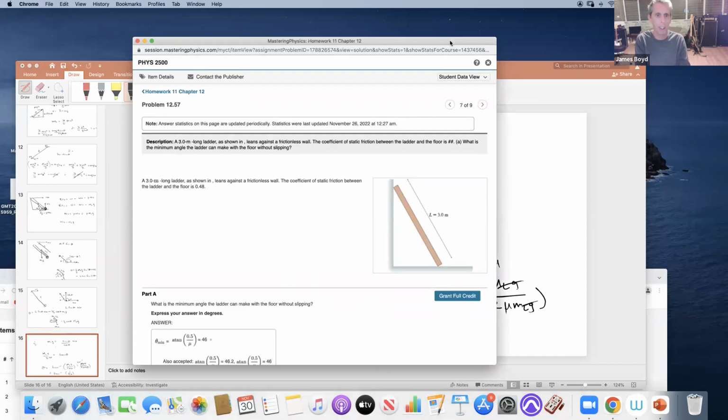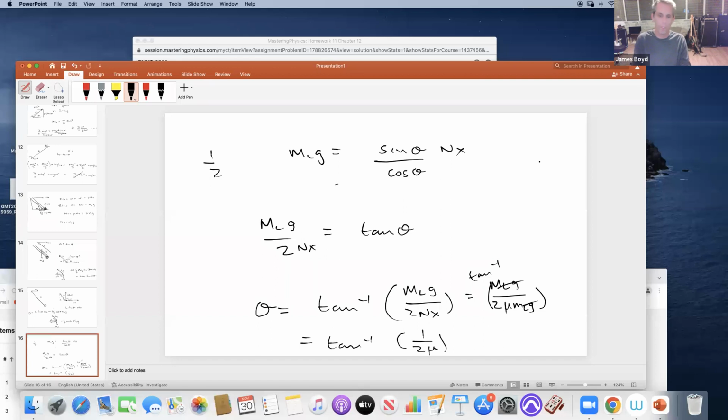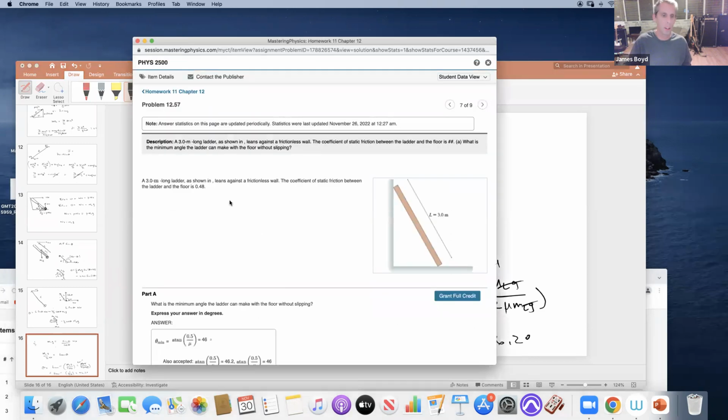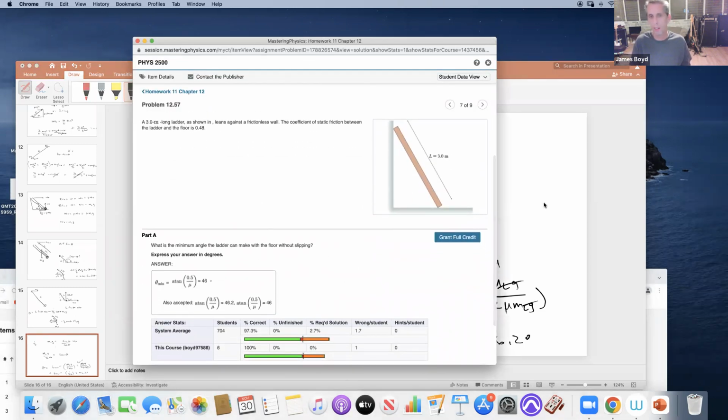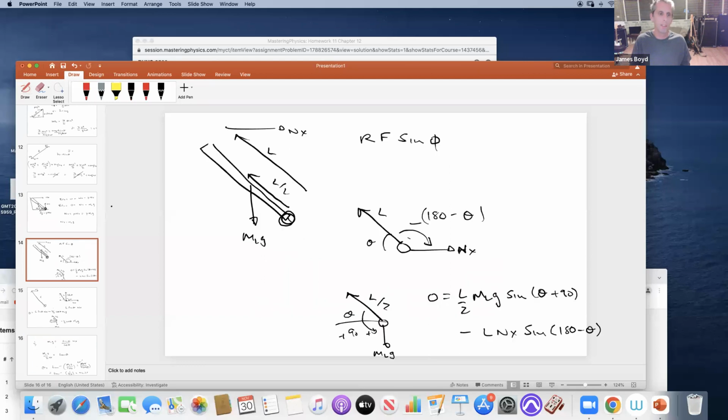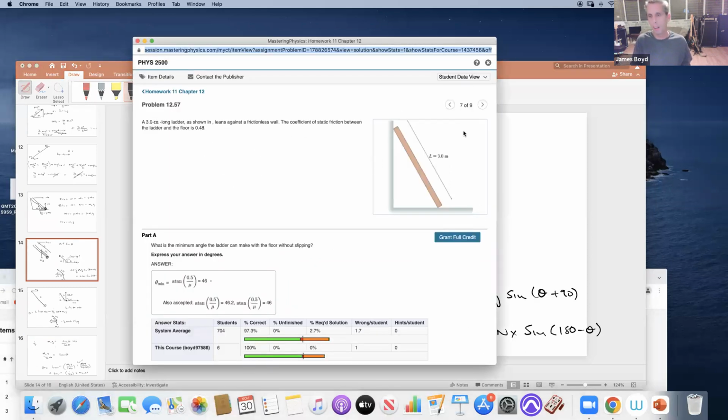Mu is 0.48. So arctan of 1 over 2 times 0.48, I get 46.2 degrees, or 46 degrees. Okay, so going back to the ladder, we have nx because there's a normal force.